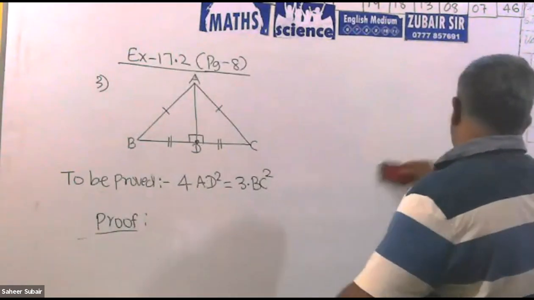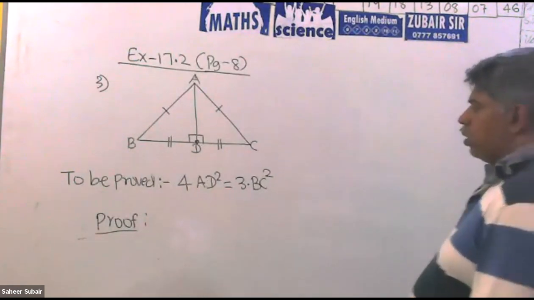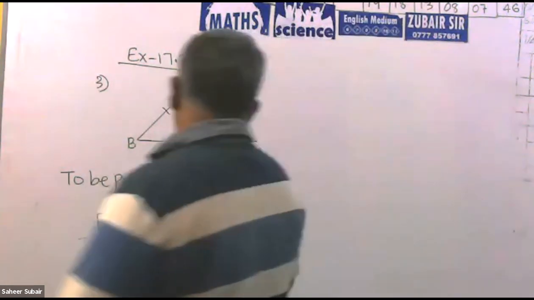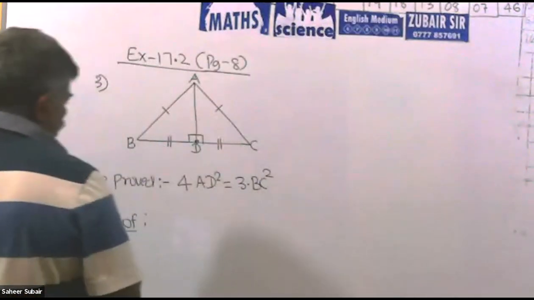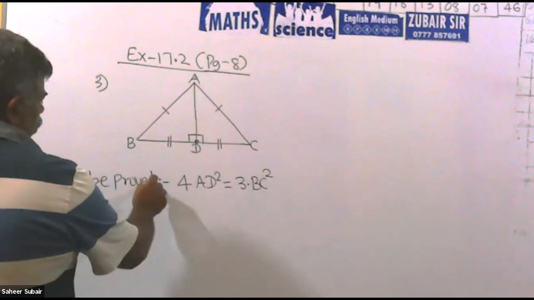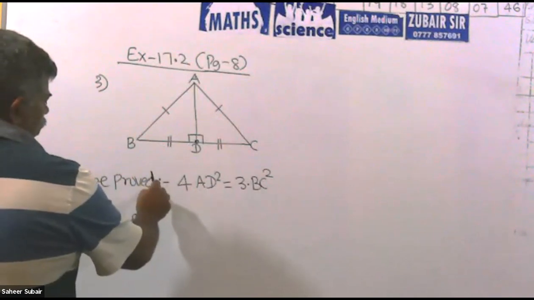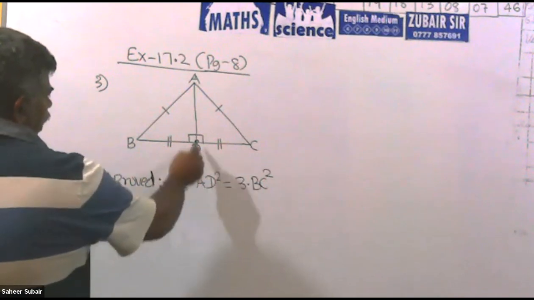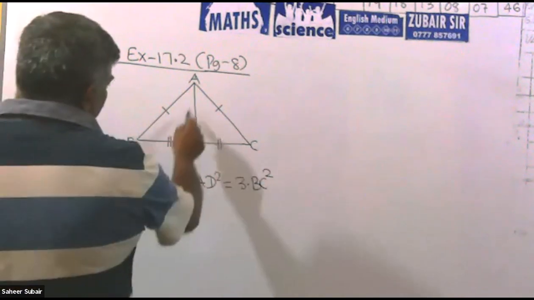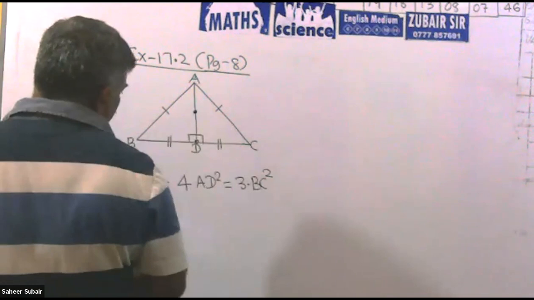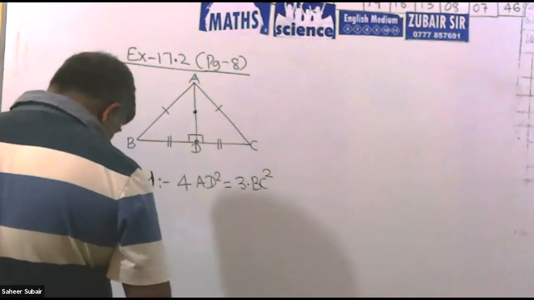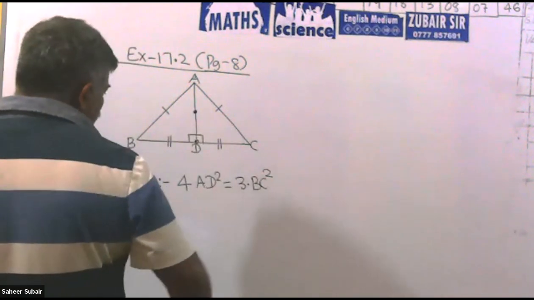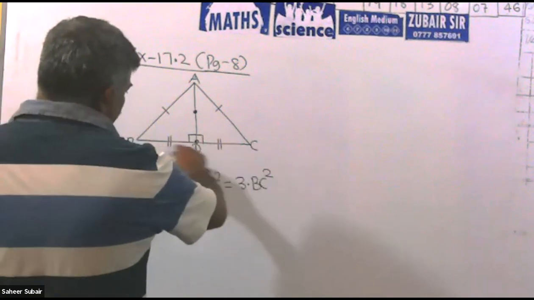Then draw the diagram, and these are the things to be proved. Then what are the sides taken in the proof? AD is taken. This side is taken. 4AD squared, 3BC squared. BC is taken.